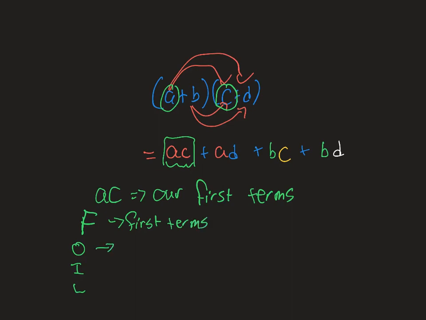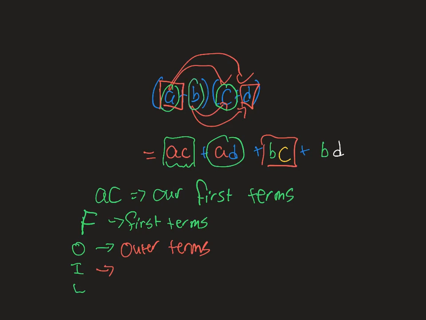Of course, the O, well, let's see what's happening here. AD. Well, A times D, those are both of our outer terms of each bracket. So that is the outer terms. And then you have here BC, British Columbia. British Columbia, we have here and here. And BC, if you notice, are the inner terms of our brackets.